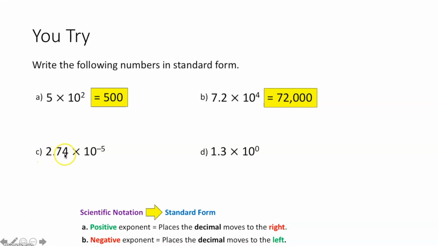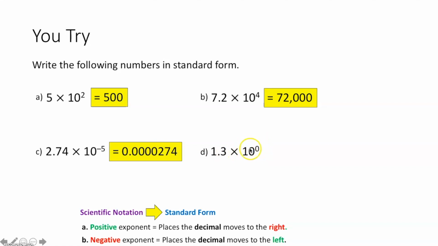Here, 2.74 times 10 to the negative fifth. It's a negative exponent, which means I'm going to move my decimal place to the left. So I take my decimal and I go 1, 2, 3, 4, 5 places to the left, and I end up getting 0.0000274.